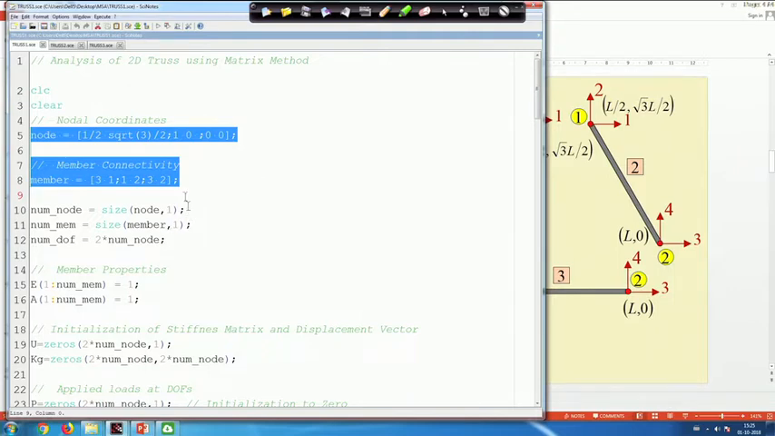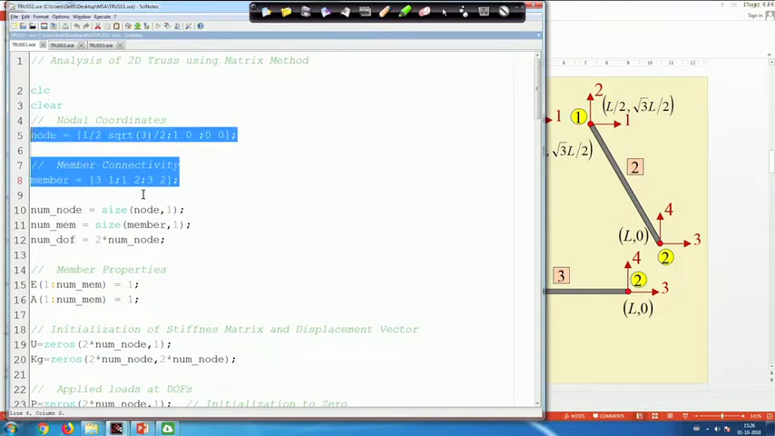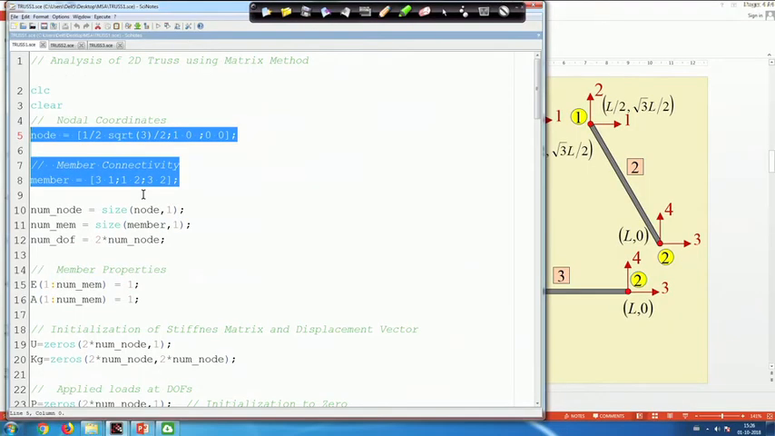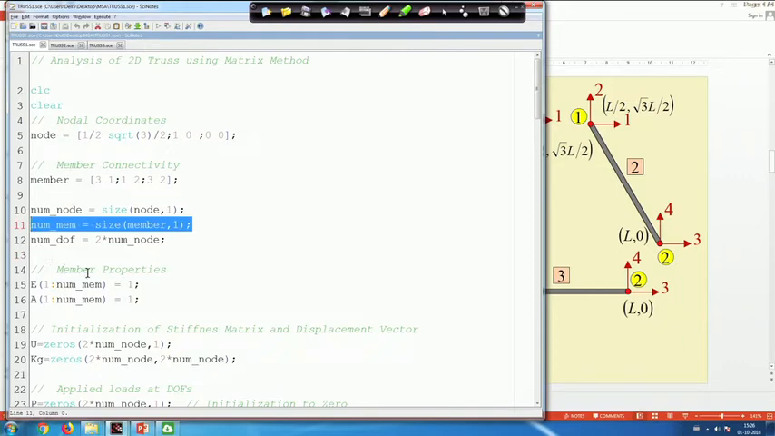For a complex structure, it is very difficult to write the nodes and member connectivity like this. What you can do is use any software to create the model, and once you create the model, export the information about the nodes and the member connectivity and use that information in this code. So, this automatically gives you the total number of nodes we have, and this is the total number of members we have.